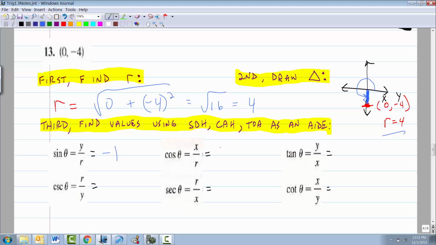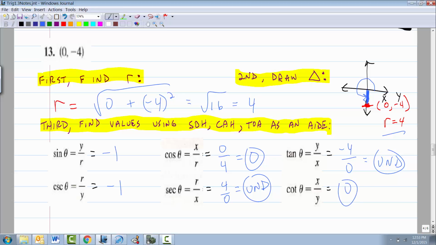Cosine of 270 is what? 0 over... Okay, I'm going to write it because some people question themselves, is this undefined or is it 0? It's 0. I'm not going over that anymore. Tangent is negative 4 over 0. What's that? Undies. And then, what's the flip of negative 1? Negative 1. What's the flip of 0? Ooh, that's undefined. Absolutely. Undies. What's the flip of undies? 0.